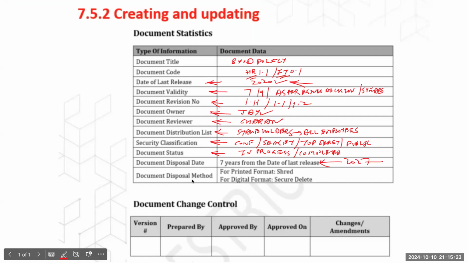And the disposal method will be, in case it is a printed format, you can shred it using a shredder. All of you know what a shredder is? So you can use a shredder to shred it. And if it's a digital format, you can go for secure delete. How do you go for secure delete? Tell me.